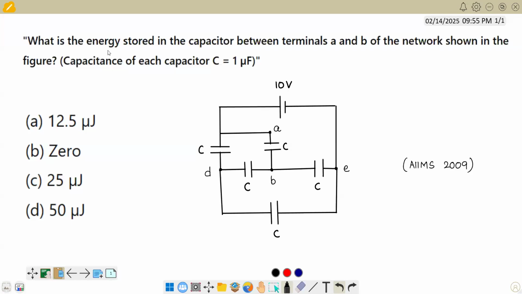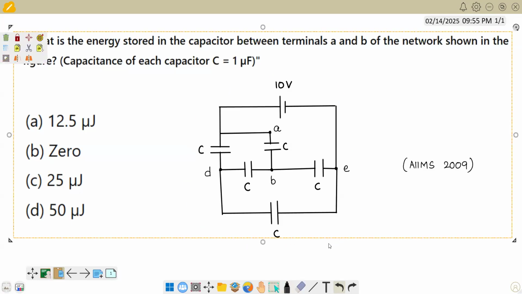Hello student, the question says: what is the energy stored in the capacitor between the terminals A and B of the network shown in the figure? The capacitance of each capacitor is given as 1 microfarad. Let us try to solve this problem.